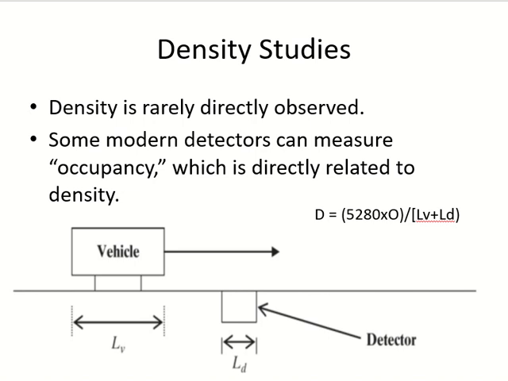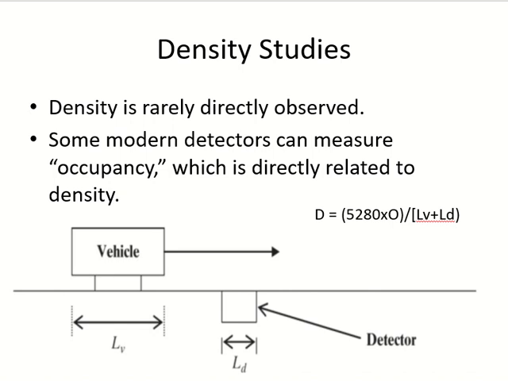Occupancy is the time when the vehicle is over the detector. When one vehicle moves, the other one will take some time to come, right? So my occupancy is not 100%. So O is the percentage of occupancy you have. It will not be 100.